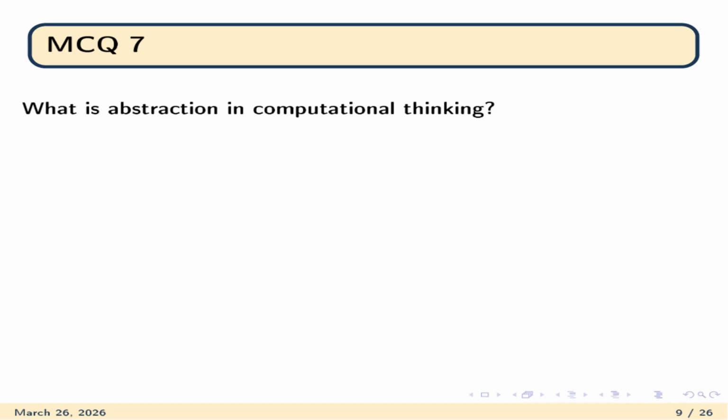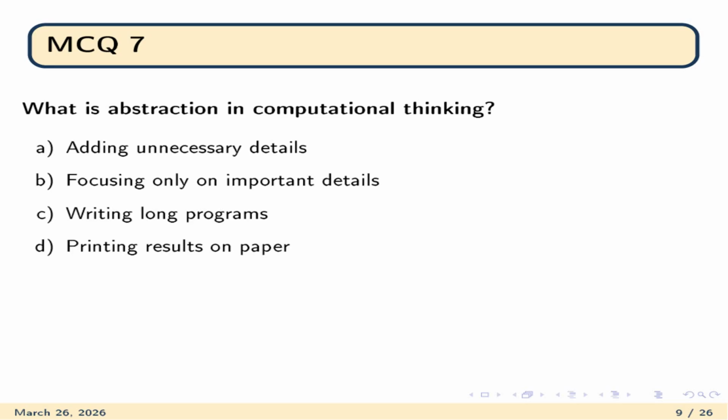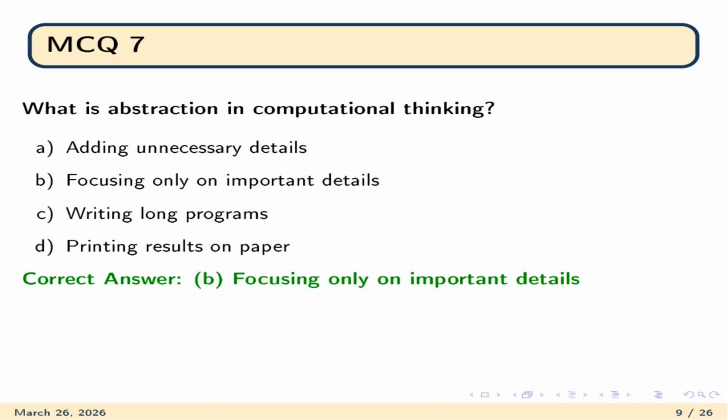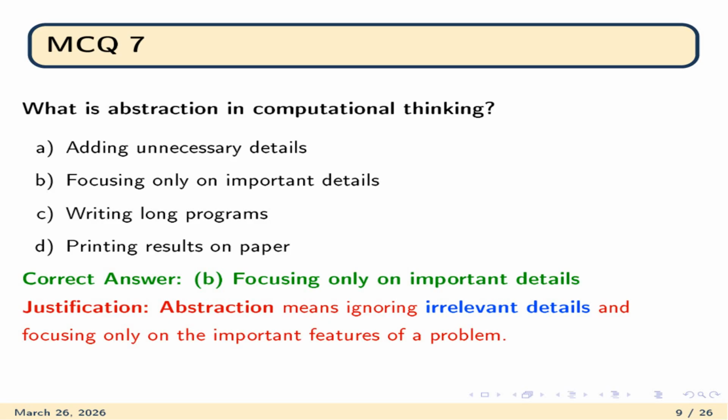Question number 7. What is abstraction in computational thinking? Adding unnecessary details, focusing only on important details, writing long programs, printing results on paper. The correct option is focusing only on important details. Abstraction means ignoring irrelevant details and focusing only on the important features of a problem.